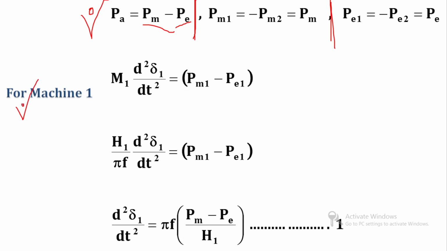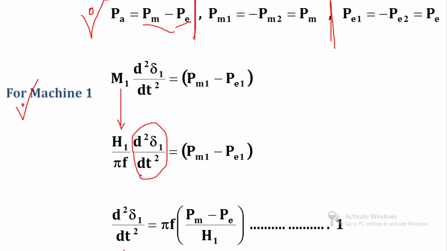Clear? So for machine 1 I can write m1 d square delta 1 by dt square is equal to PM1 minus PE1. So I will put m1 is equal to H1 upon pi f: d square delta 1 by dt square is equal to PM1 minus PE1. Again I will keep d square delta 1 by dt square on the left hand side. The remaining I have to shift to the right hand side.